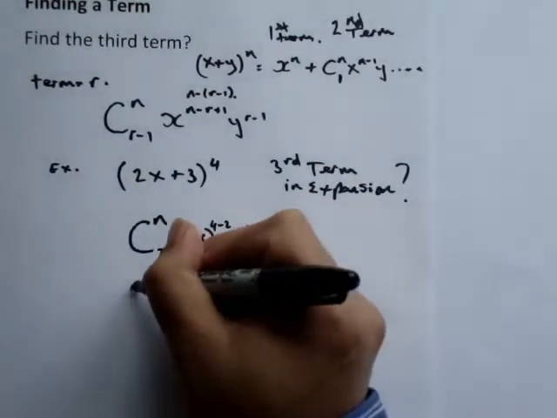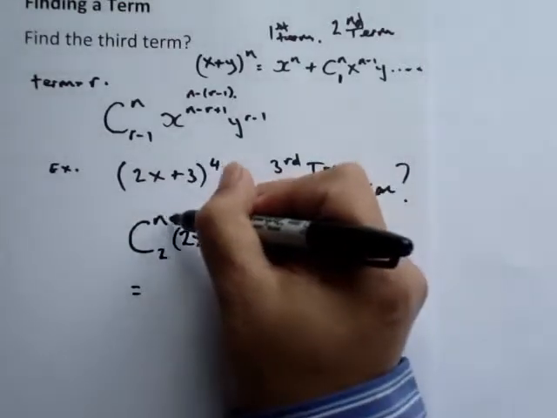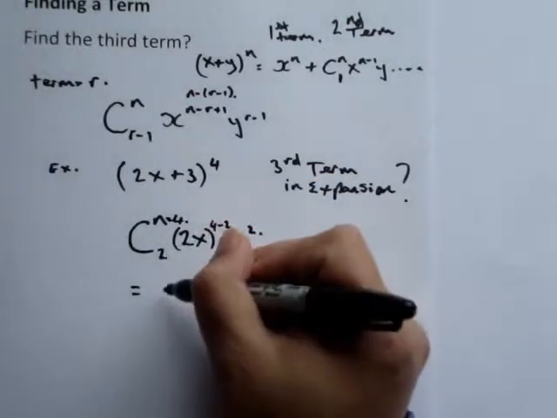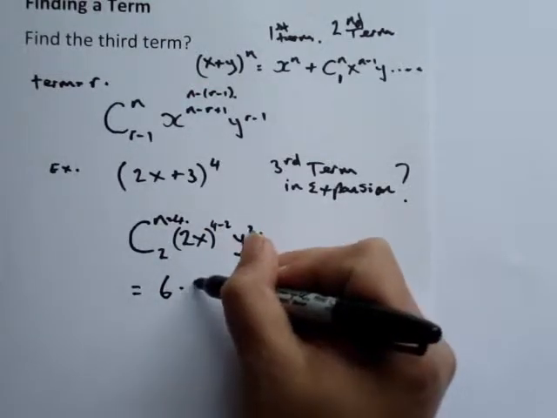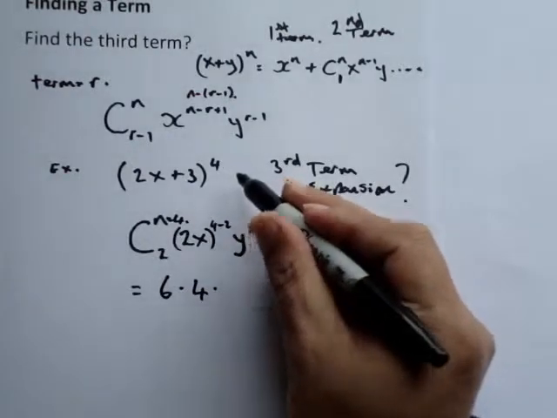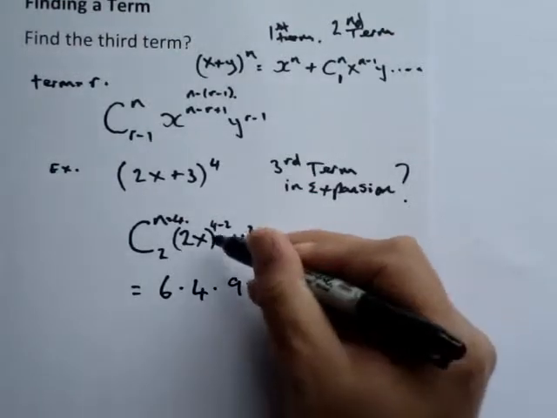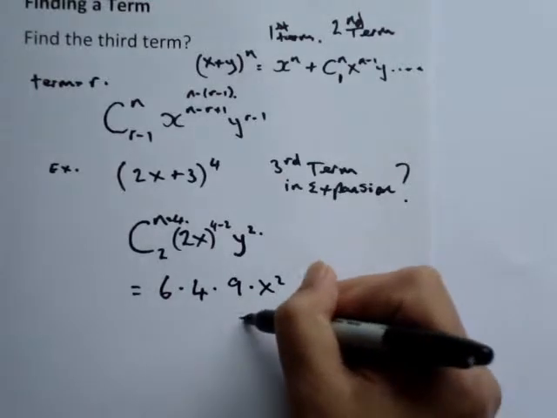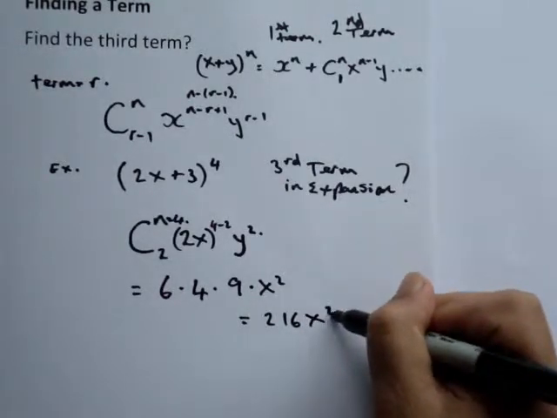So this then becomes, the n is 4 here, sorry. So this then becomes 6. 2 to the power 2 is 4. Y is 3. 3 to the power 2 is 9. And from here we have x squared. So this is then 216x squared.